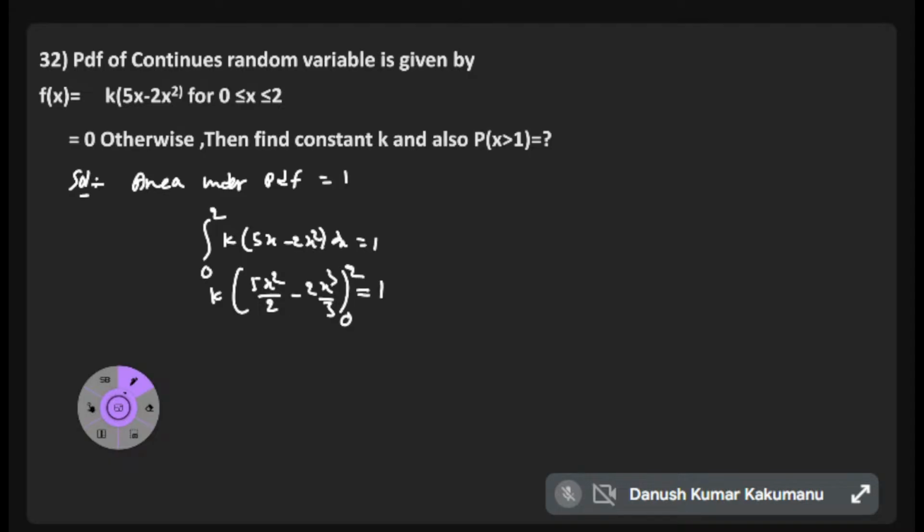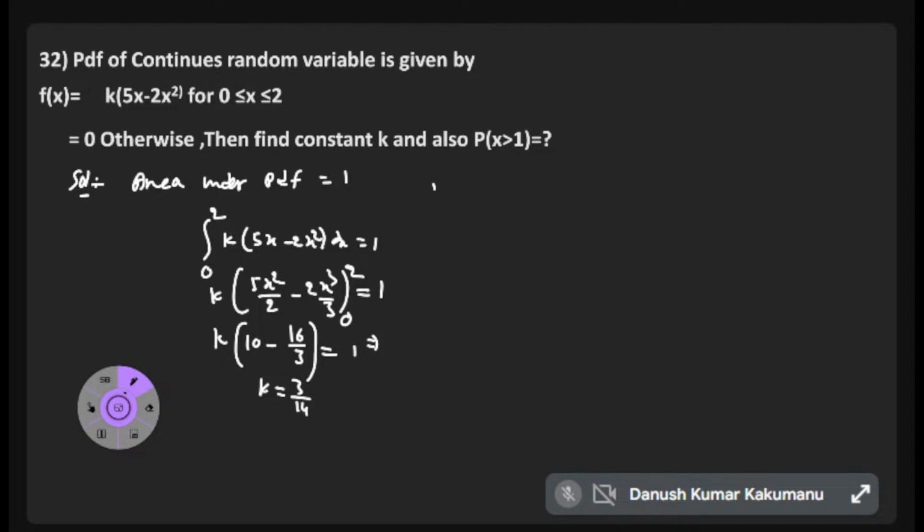All of you understanding the integration? Now k into, substitute the upper limit and lower limit. For upper limit 2, we get 10 minus 16 by 3. For lower limit, both are zeros. That is equal to 1. So what k value are we going to get? 30 minus 16, 14 by 3. K is equal to 3 by 14. This is a 2 marks bit. 1 mark is for calculating the k value.